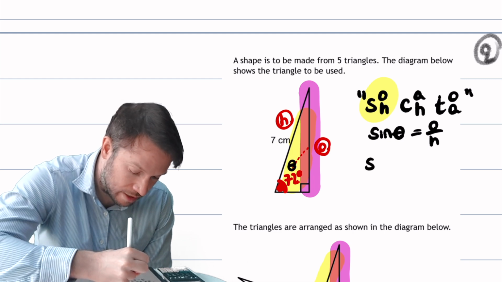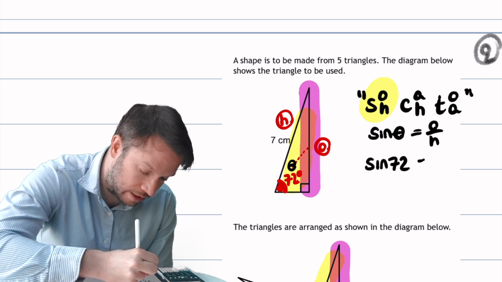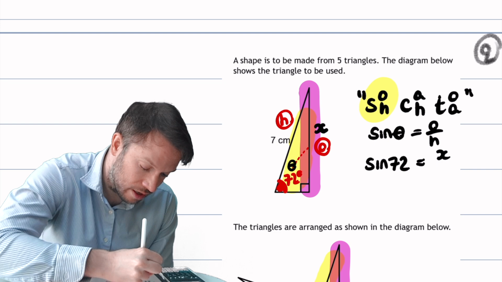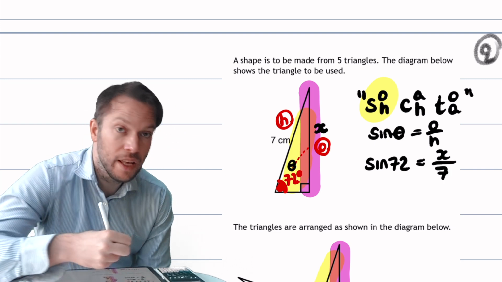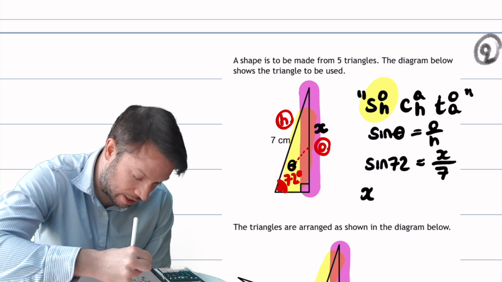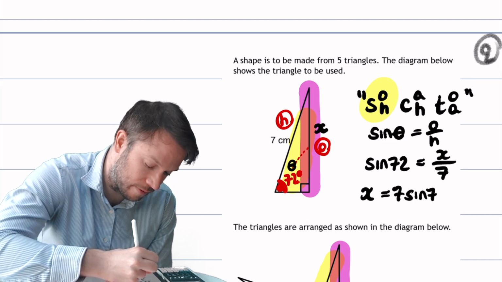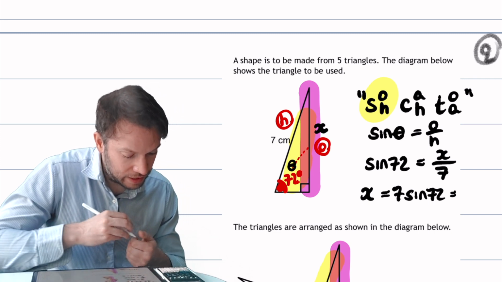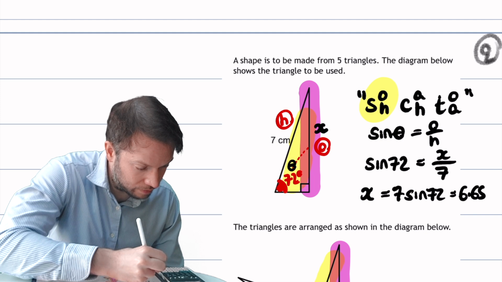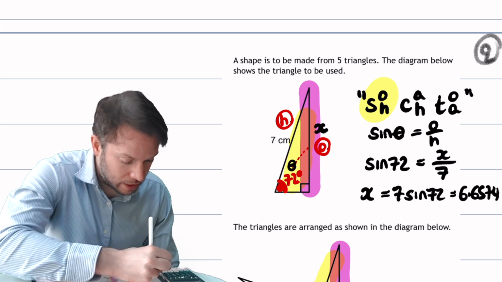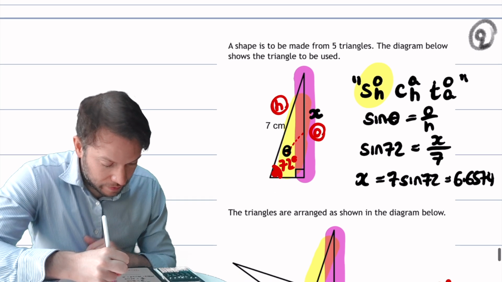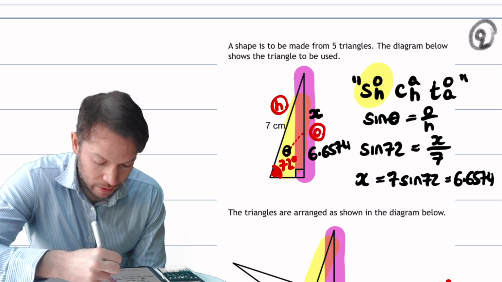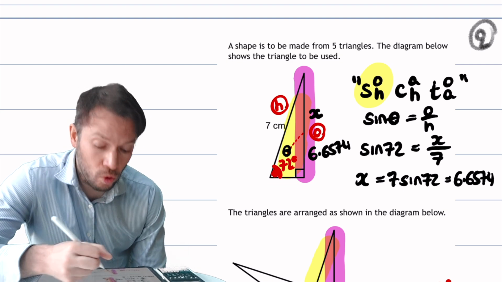So this is the angle of interest down here, the 72. So we substitute in sine of the 72 is the opposite, which is, we don't know, let's call it x, over the hypotenuse, which is 7. And then we just need to multiply both sides by 7. So x is 7 sine 72, which is equal to 6.6574. That'll do. So we've got that. We've got this side length is 6.6574.